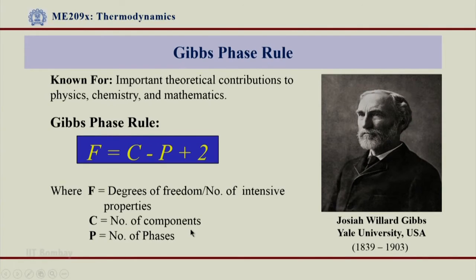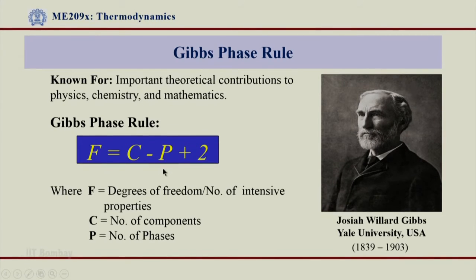C is the number of components. As far as water is considered, we have only one component, be it in solid phase, liquid phase, vapor phase, be it solid plus liquid, liquid plus vapor or solid plus vapor, as we know that it is a pure fluid, and therefore our component count as far as water is concerned is always equal to 1. And P is the number of phases, where we can have single phase, 2 phases or 3 phases together depending on what region of the phase diagram we are focusing on. This is the very famous Gibbs phase rule, F is equal to C minus P plus 2.